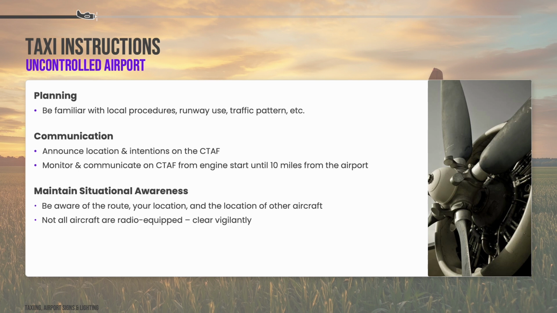So at an uncontrolled airport, planning, be familiar with the local procedures, the runway use, the traffic patterns, etc. Okay? Announce your location and intentions on the CTAF. Monitor and communicate on CTAF from the engine start until 10 miles from the airport. Okay? Maintain your situational awareness. Be aware of your route, your location, and the location of other aircraft in the vicinity. Not all aircraft are radio equipped, so make sure you are visually clearing the area vigilantly.